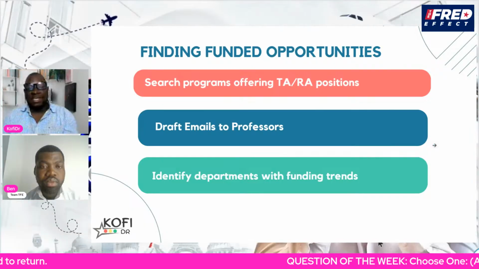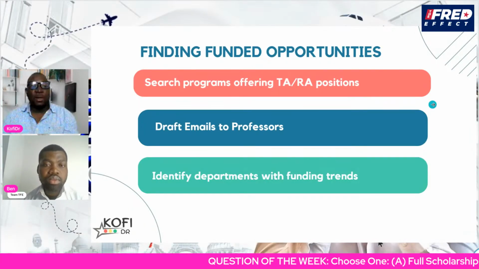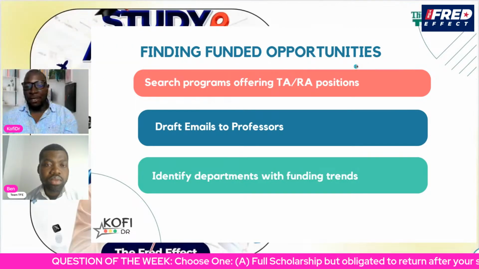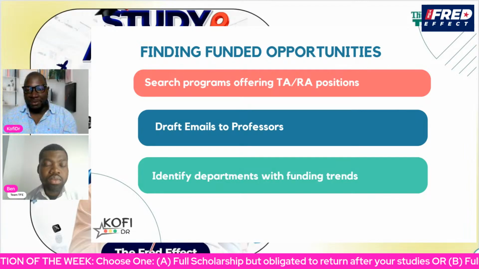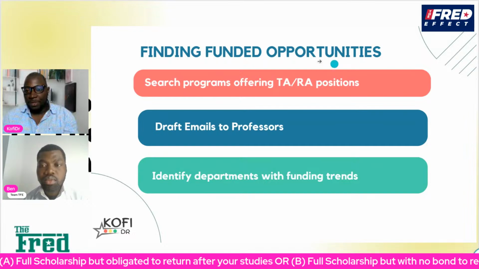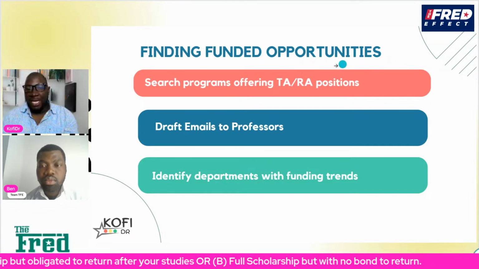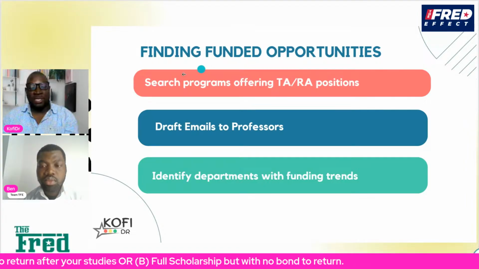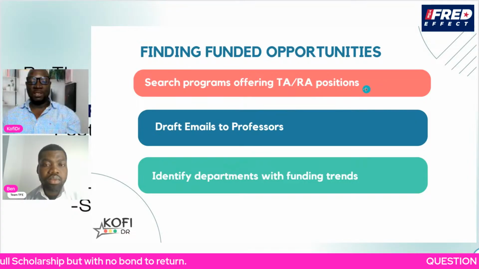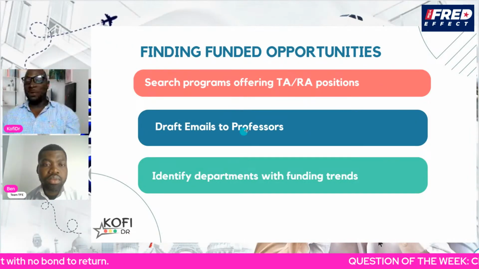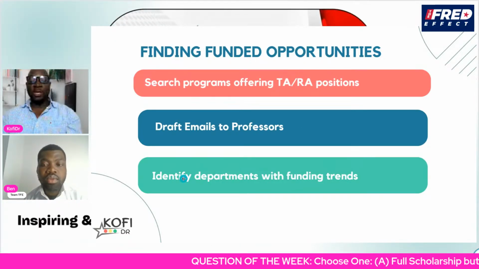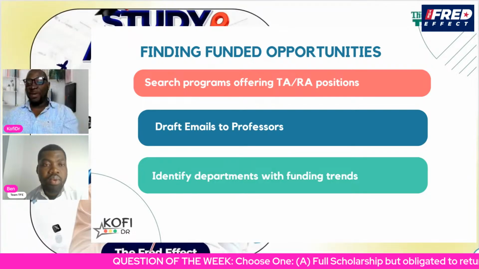Now, the next thing that AI can help you do is find funded opportunities. Just like we were explaining, you can find graduate teaching assistantships, graduate research assistantships, instructional support assistants, a fellowship, any type of funding. AI should be able to do that. Generally, I'm going to group this under: you can search programs that will offer TA and RA positions. You can use your AI to draft emails to professors to strike up that conversation for a potential assistantship. And you can use that to identify even departments with funding trends.